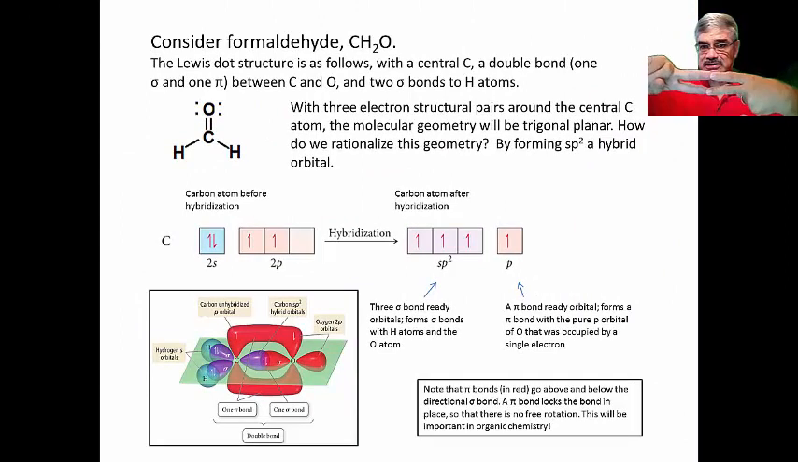It essentially locks it in so that the two carbon atoms cannot rotate with respect to each other. Whereas if you have a carbon-carbon single bond or sigma bond, there is free rotation around that sigma bond. And that will become important in organic chemistry.